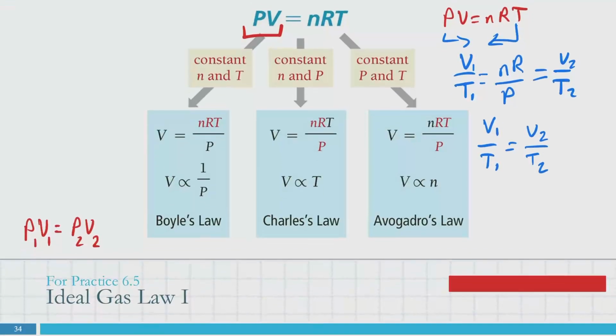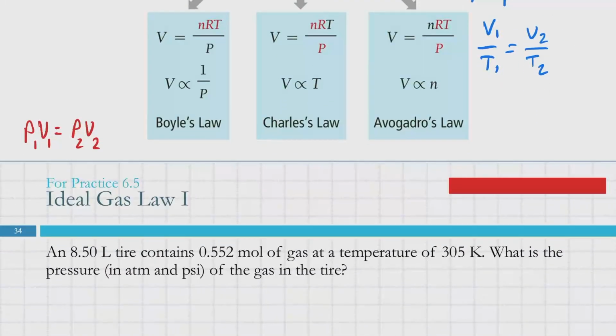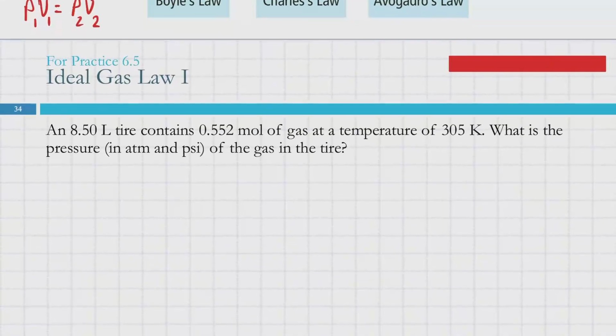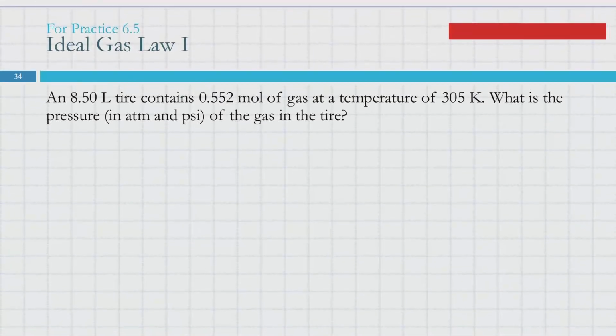The other cool thing about the ideal gas law is that it lets us work with one single state. So we don't have to have two sets of variables like we have with all of our simple gas laws. For example, we've got a tire, and not just our clothes, but something we can drive on. So we've got an 8.5 liter tire. It contains a certain amount of gas, and we also know the temperature of that gas. We want to know what's the pressure of the gas in the tire. We don't have a pressure pump, but for some reason we know the volume and the number of moles. So we can roughly estimate what's the pressure of the tire. We can figure it out in atmospheres and PSI.